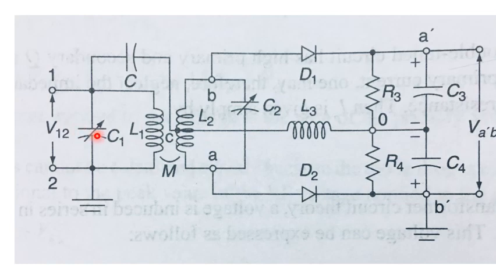Now, the voltage V12 is appearing across the primary coil, and due to this primary voltage, a current Is is flowing in the secondary coil. When this current flows in the secondary coil, some secondary voltage is produced. First, let us see what happens at resonance.